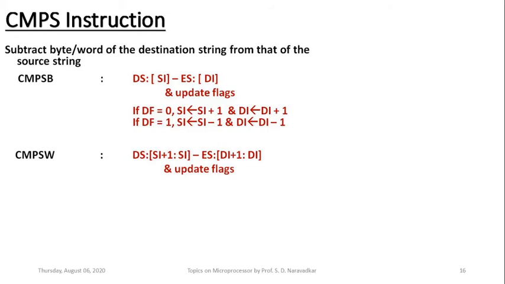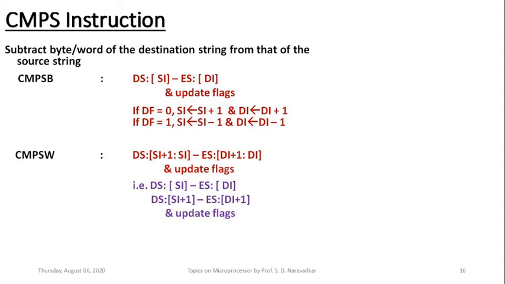Subtraction result is not stored anywhere, neither in case of scan string instruction, nor in case of compare string instruction. The subtraction is performed, but the result is not stored. Only flags are updated, and especially we are checking the zero flag. Splitted manner, which I have explained.